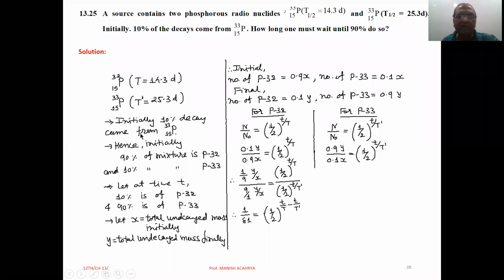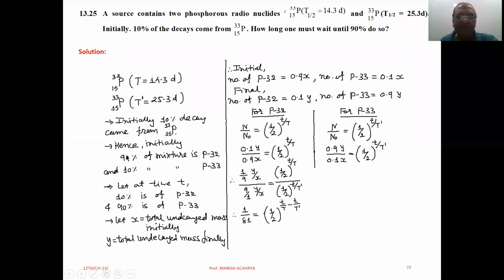Okay, take 32 in this. So 15P32, this first one, there is a printing mistake here. So half-life that is 14.3 days. 15P33, half-life capital T dash, that is 25.3 days. Okay. Now initially 10% decay came from 15P33.